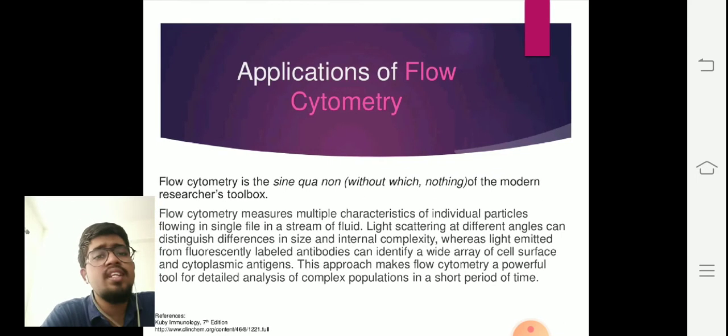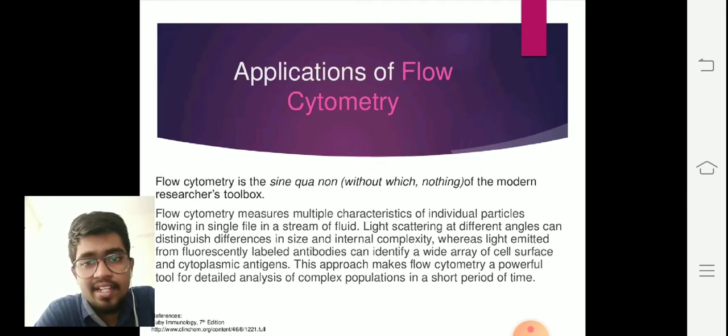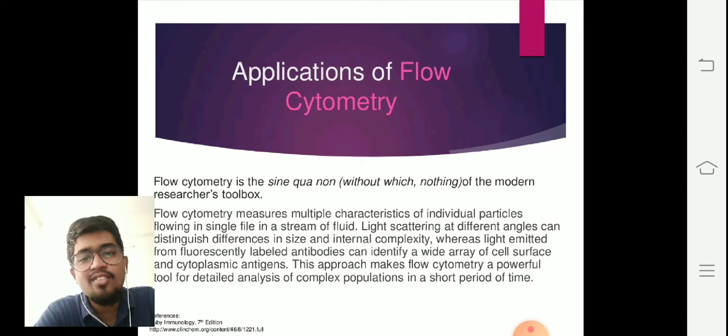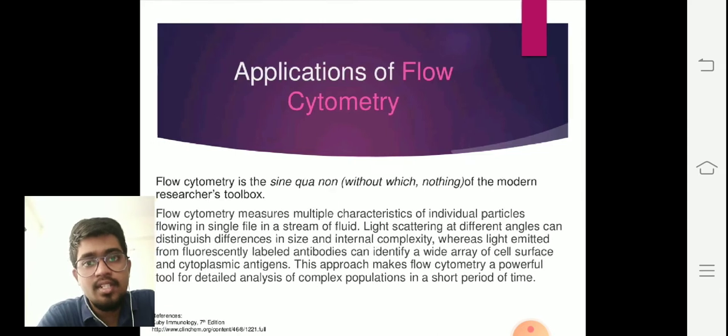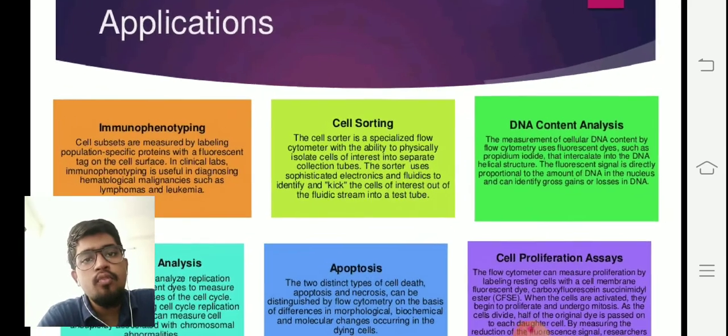So flow cytometry is very important, as it is saying, without which nothing. You cannot do anything in cancer research without the use of flow cytometry, and that's how important this instrumentation is. Now talking about the various applications, the first one is immunophenotyping.